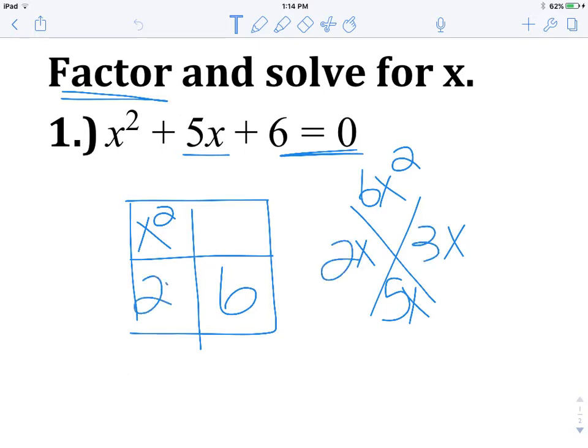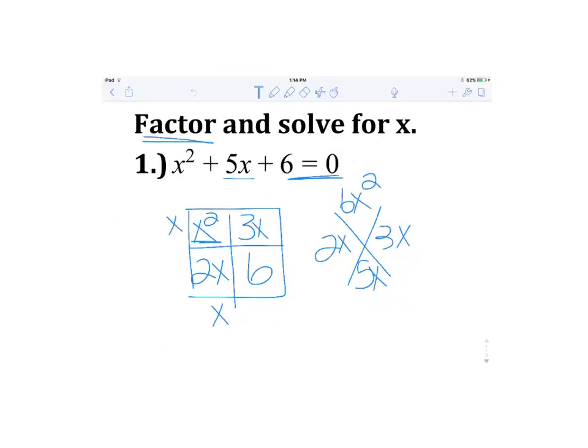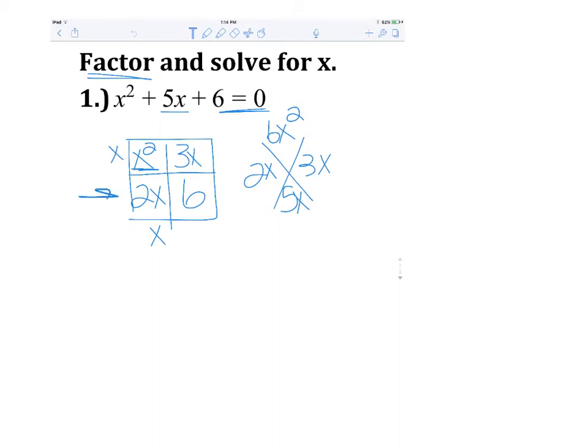We're going to plug them into the empty spaces. Again, this is a recap of what we did last week. I'm pulling out the x's on the side and the bottom, and then I want to see what else is going to go on the outside. I already know that x and x make x squared. Now I'll look at this side: we need something times x to give us 2x, and that's going to be a 2. Down here, we need something times 2 to give us 6, so that's going to be our 3. So our factors are x plus 2 in parentheses and x plus 3.